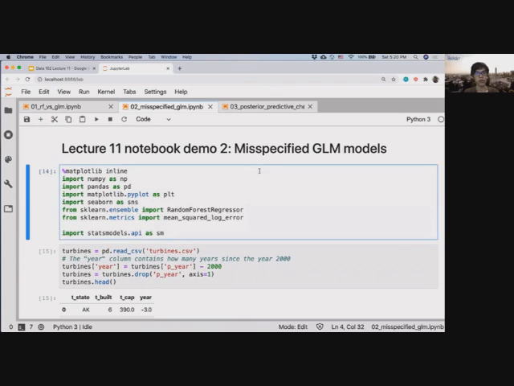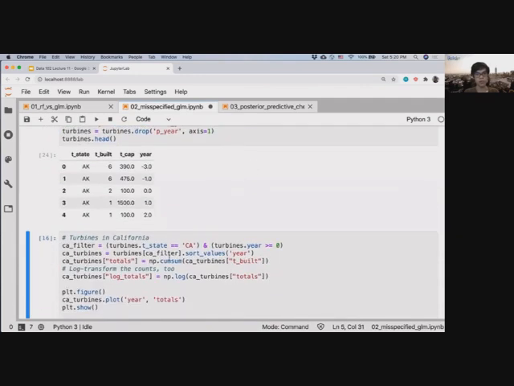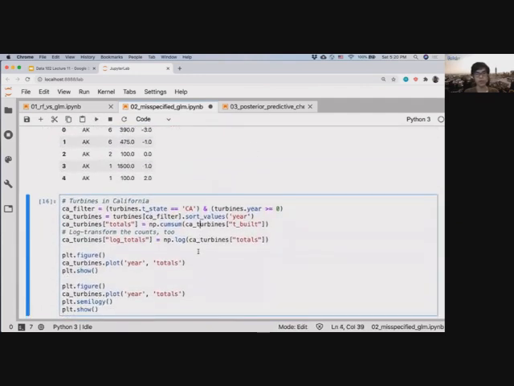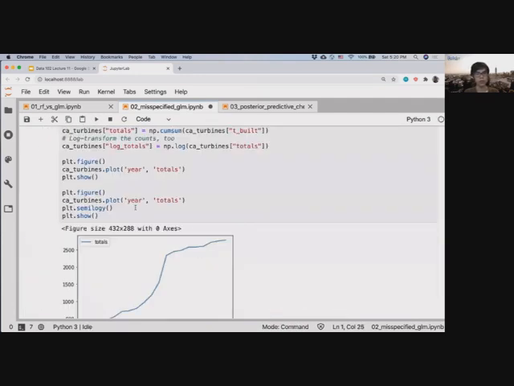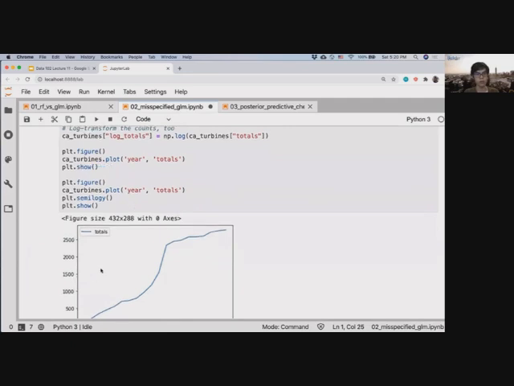Okay, so let me try to illustrate what can go wrong by using the wind turbines data set that we've been using. And this time, I'm going to use the wind turbine data from the state of California instead of the state of Oklahoma. Okay, so I'm going to go ahead and make 2 plots of the total number of wind turbines built against the year.